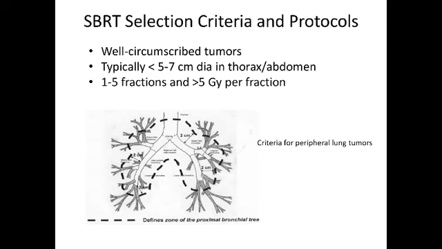If we look for a moment at how patients might be selected to receive SBRT, here are some of the criteria, mainly focusing on a lung tumor. Well circumscribed tumor sizes less than 5 to 7 centimeters, high dose per fraction. In the lung, you'll see the RTOG protocols, this particular one is looking at treating peripheral lung tumors. And so they define it as being outside this dotted region from the first branching of the bronchial tree. If you go more towards the center, the toxicities get higher.